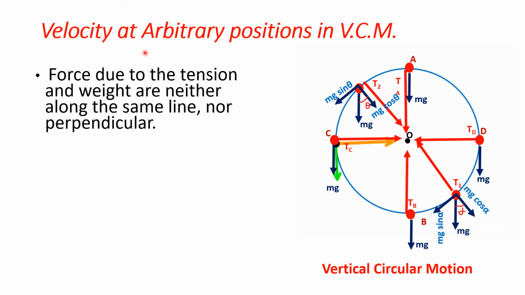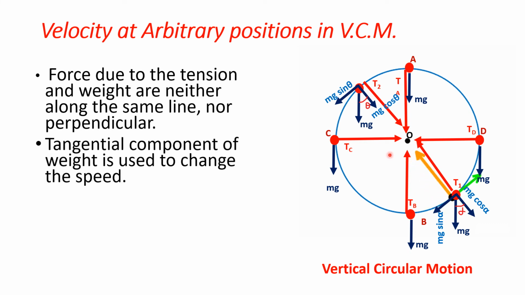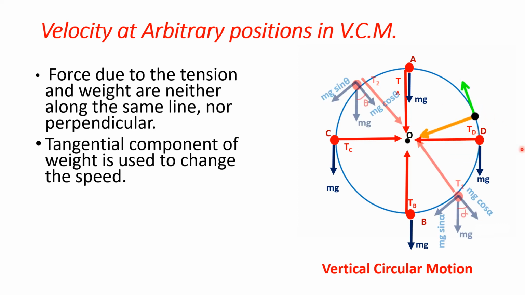So we can say that the force due to tension and the weight at an arbitrary position in vertical circular motion are neither along the same line nor perpendicular to each other, and the tangential component of the weight is used to change the speed of this bob in vertical circular motion.